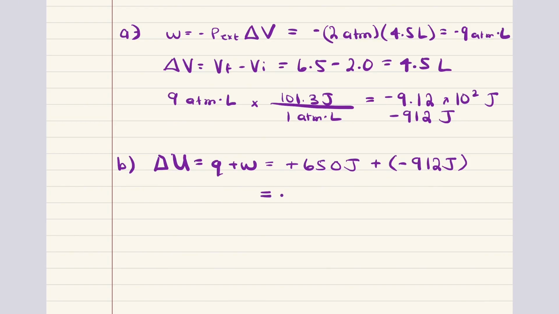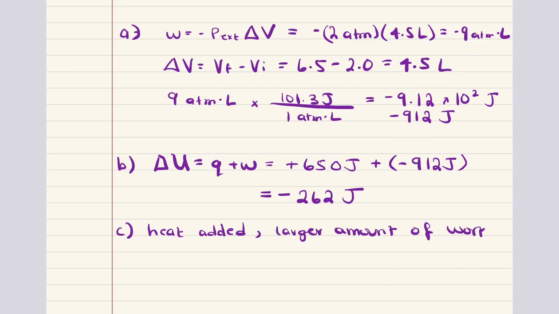We can put these together into our equation. Delta U is equal to 650 joules plus negative 912 joules. That is equal to negative 262 joules. So the system's internal energy decreases by about 262 joules. The intuition is that the system gained energy as heat, but it did a larger amount of work during expansion. So on balance, its internal energy went down.